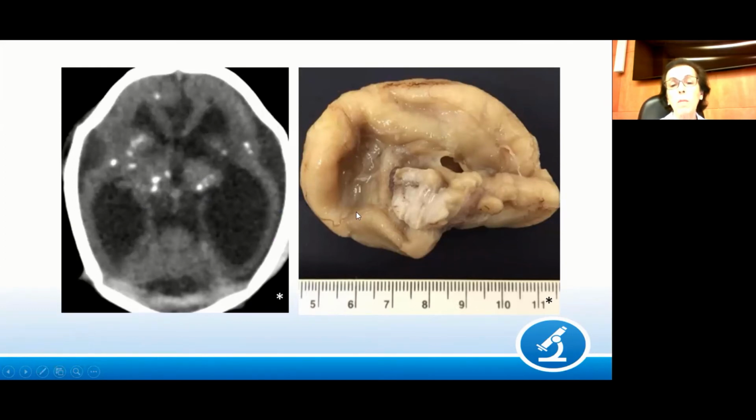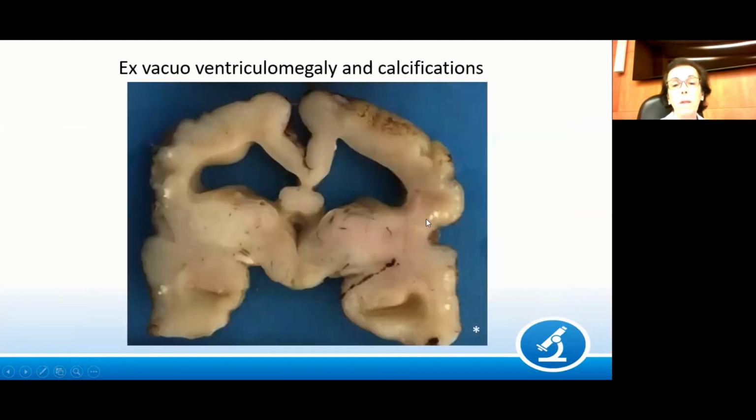This is the one hemisphere. We can see that it is a smooth brain, and there is calcification here. It's a microcephalic brain, very small. The large ventricle is in fact an ex vacuo ventriculomegaly.